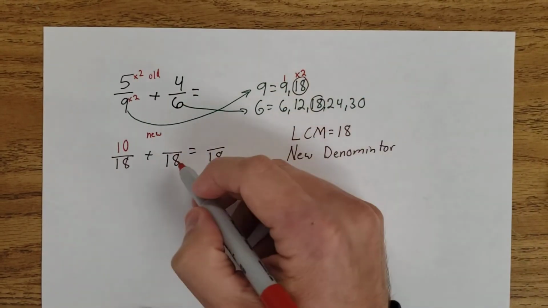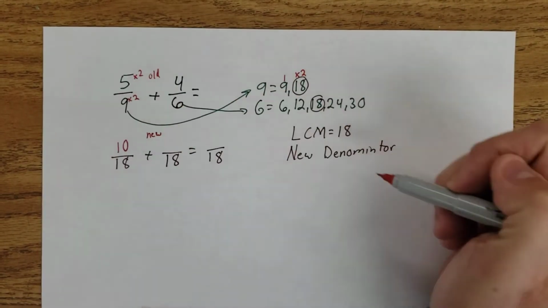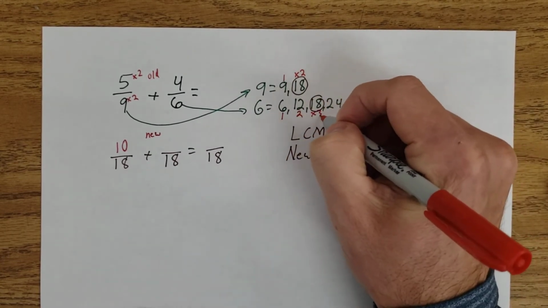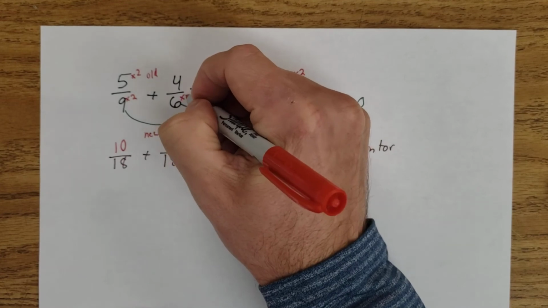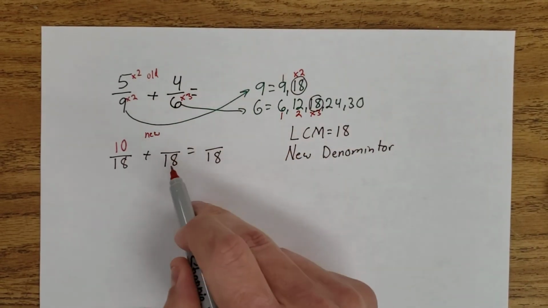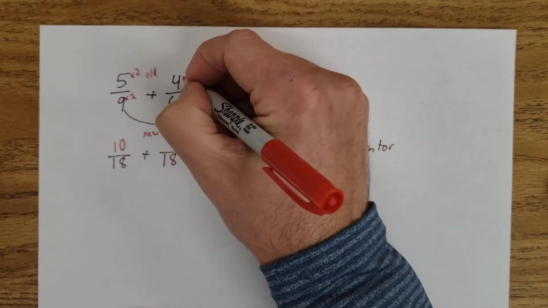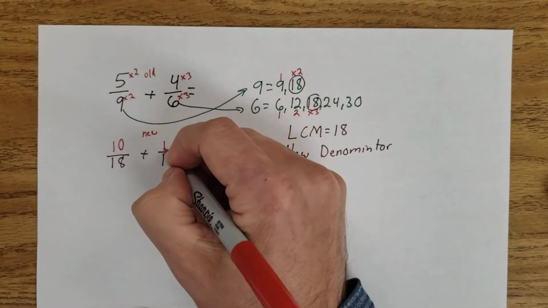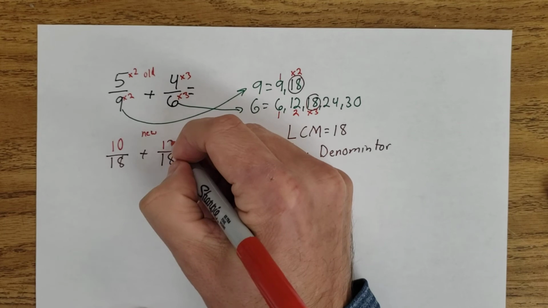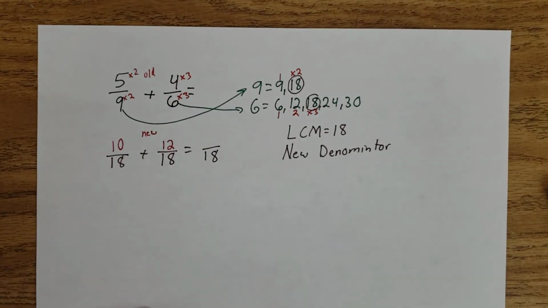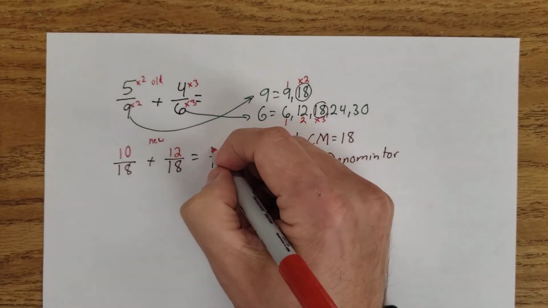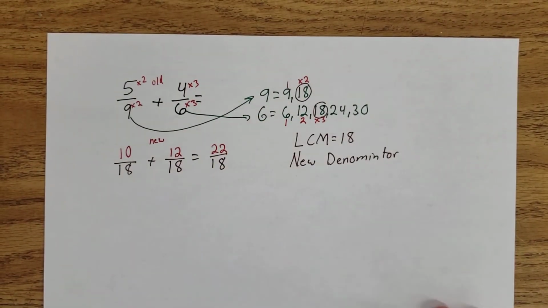Now I got to look at my 6. 6 became 18. How did it change? Not times 1, not times 2, but it actually was times 3. So multiply the bottom by 3. 6 times 3 does give me that 18. Whatever you do to the bottom, you got to do the same thing to the top. 4 times 3 is 12. All right. Now, what we need to do next is we now add the top. 10 plus 12 is 22.